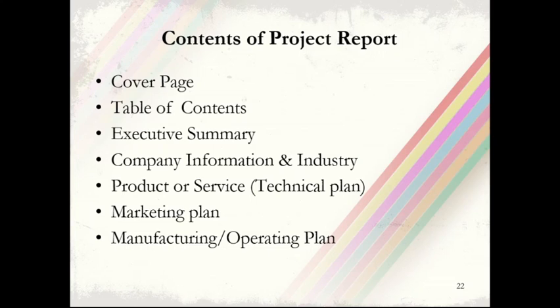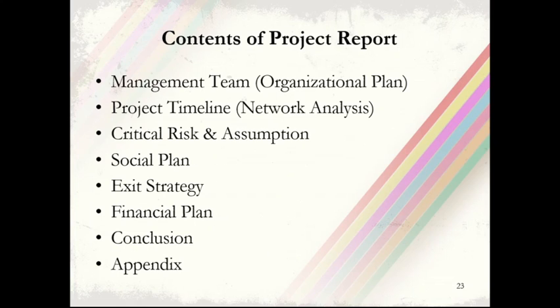The contents of the project report are: cover page, table of contents, executive summary, company information and industry, product or service, that is technical plan, marketing plan, manufacturing or operating plan, management team or organizational plan, project timeline or network analysis, critical risk and assumption, social plan, exit strategy, financial plan, conclusion and appendix.